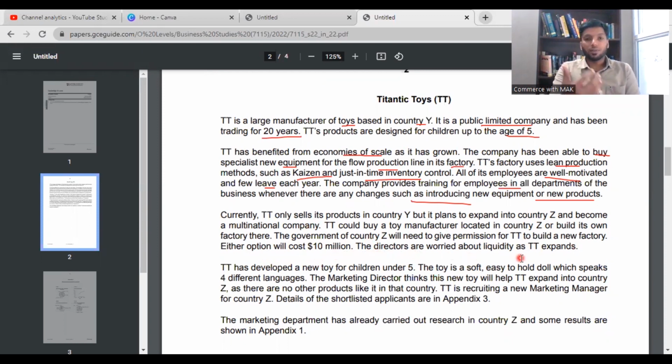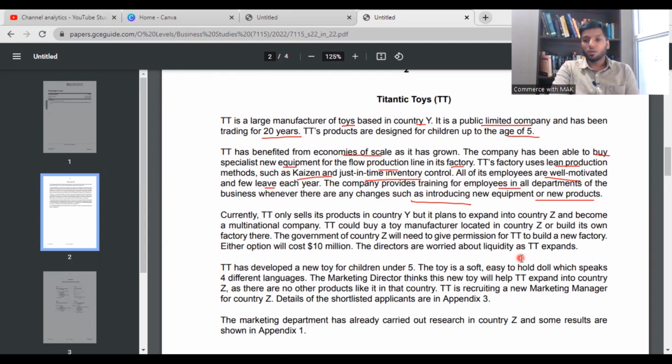So now we saw a question, question number 4, that if they expand into country Z, then of course what are the possible advantages? There are a lot of numerous advantages. They can expand their business, make a new customer base, and sell their products easily. People will know there's a product called TT, they can create a brand image, and they can also increase sales and increase profit. So there are many things we can write on question number 4 B.